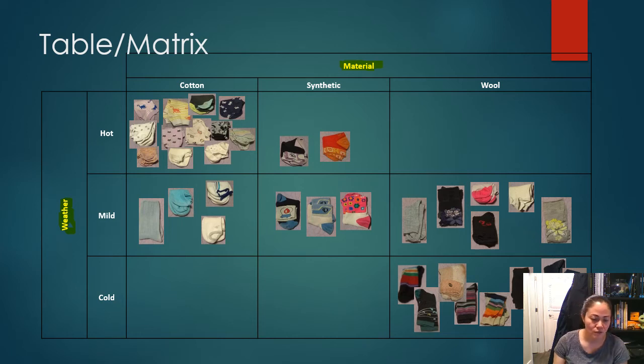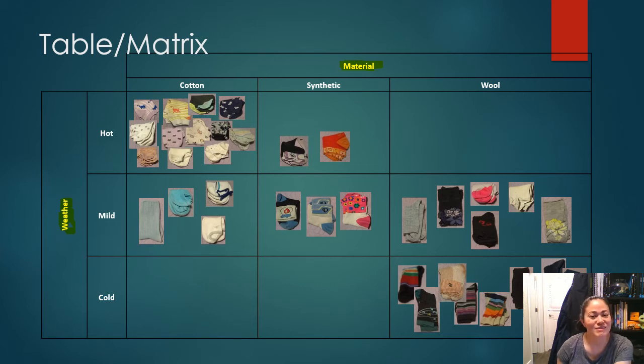If you look across the rows, you see, oh, when the weather is cold, Miss Van Kirk is only wearing wool socks for sure. When the weather is mild or in between, you never know what you're going to get. You might get some cotton socks, some synthetic socks, or some wool socks. And when the weather is warm, it's definitely a good chance that I am wearing cotton socks and maybe some synthetic socks, depending on what I'm doing. So there you go. There is a table or a matrix organizing my socks.